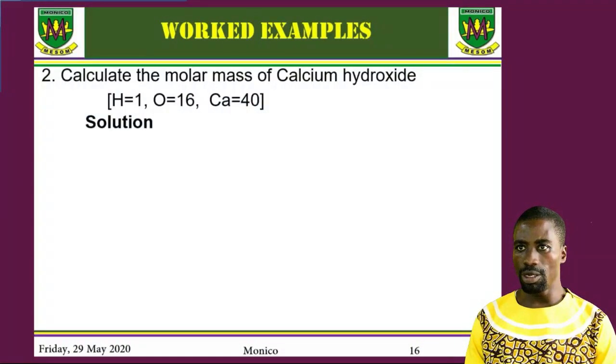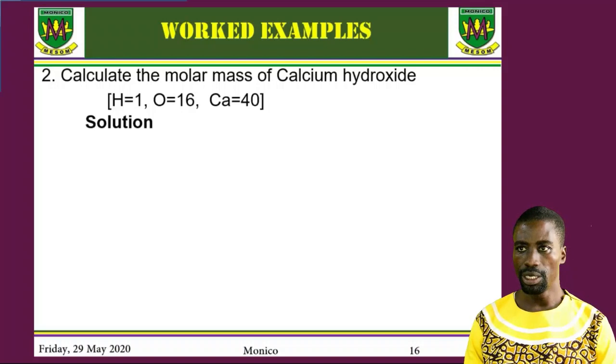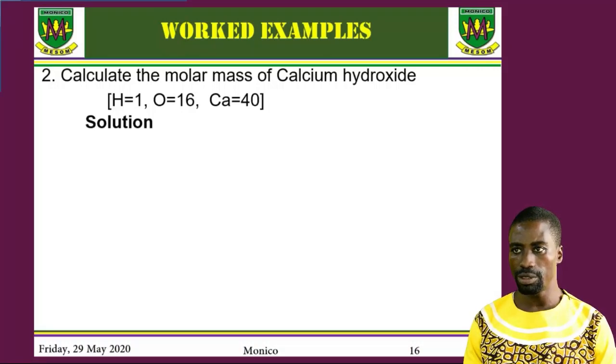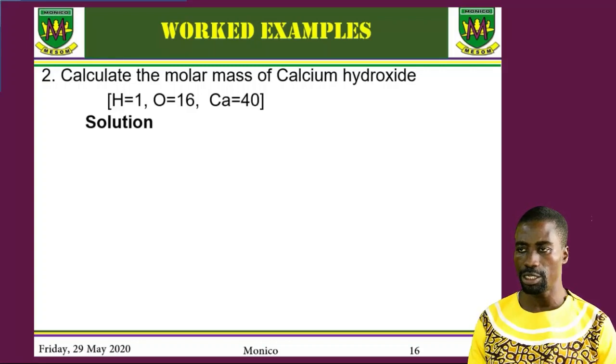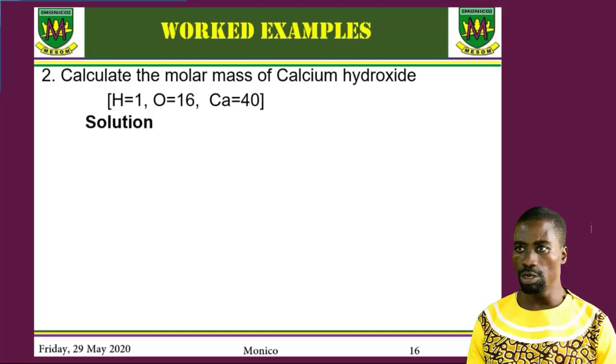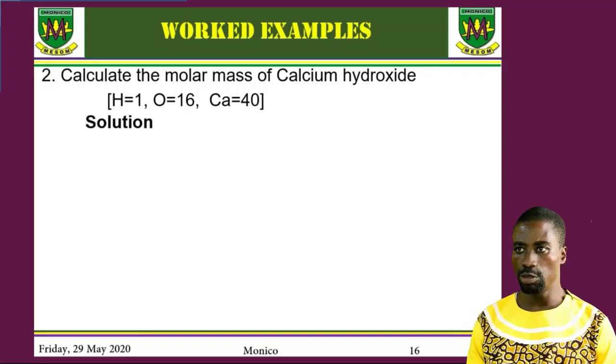Now we looked at another example which said calculate the molar mass of calcium hydroxide. We have given you H as 1, O which is oxygen as 16, and then calcium as 40. Now you were not given the molecular formula for calcium hydroxide, and so that is the only work that you are supposed to do. And if you are not able to write a good formula for calcium hydroxide, then you will find it difficult to continue.